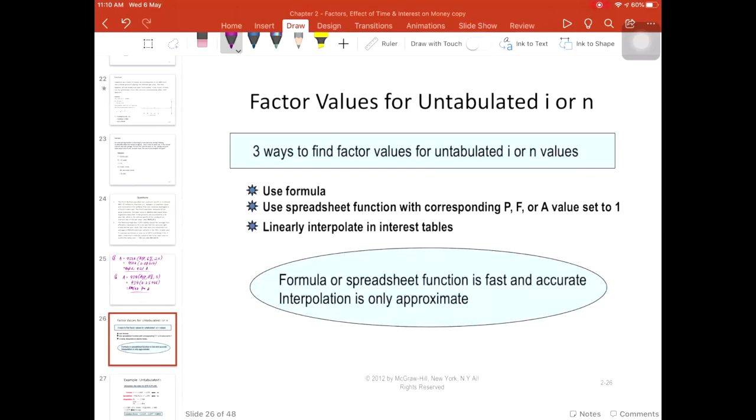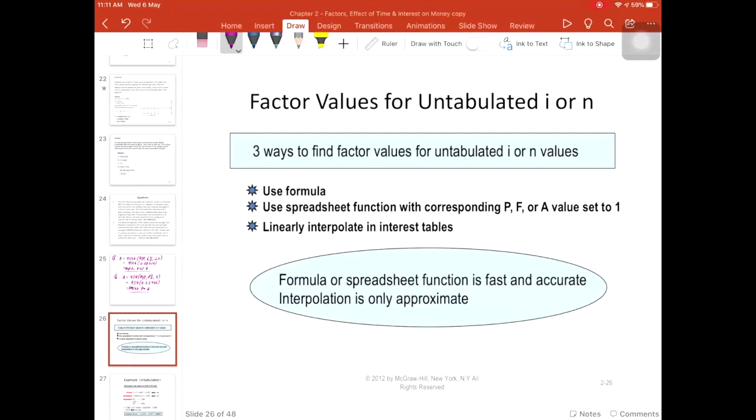So, the factor values for untabulated i or n. That means you have to find n or find i. But the biggest problem is finding i, because i is the height of the calculation. Can you see from the tables? It's based on i, and it starts from 0.5% to 100%, about 40 pages, and you can find each number of n. That's why for n you have to use trial and error or a very basic formula. So there are three ways to find factor values for untabulated i or n values.